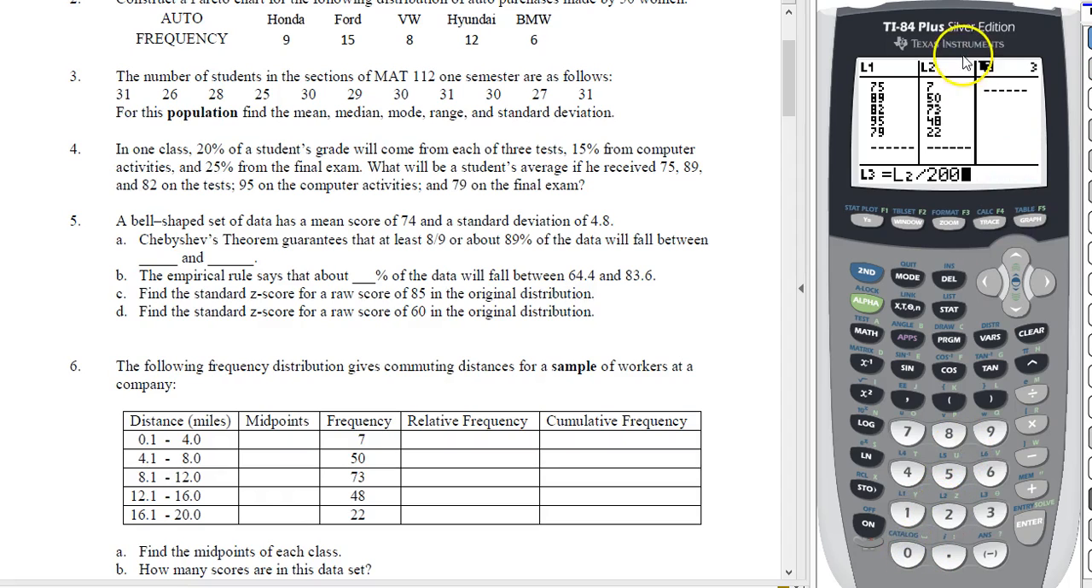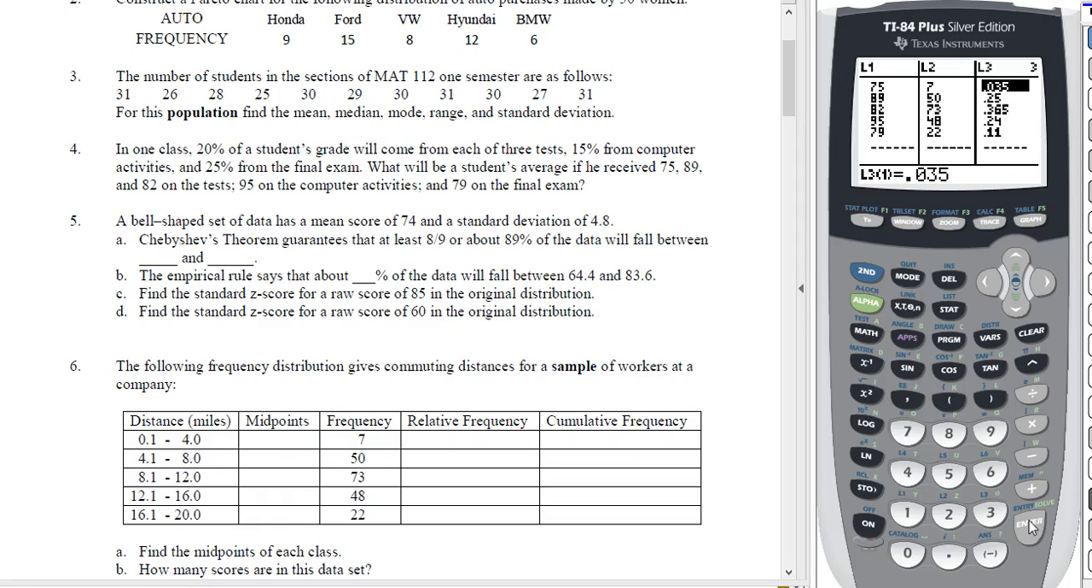So again, notice that my cursor is up on L3. It's not in L3, it's actually defining this list. At the bottom it should say just list 3 equals list 2 divided by 200. And then when you hit enter, voila, it shows all of those divided by 200. So those are the relative frequencies, which you can then change to percentages by moving the decimal place over 2 places.